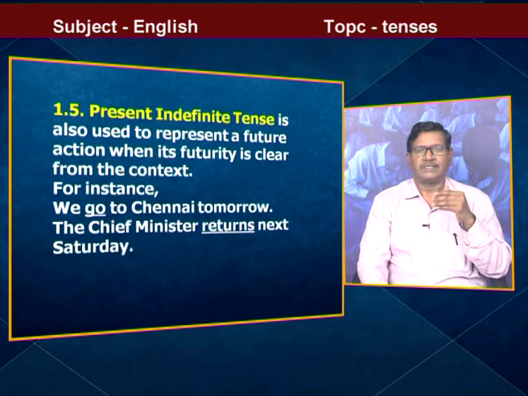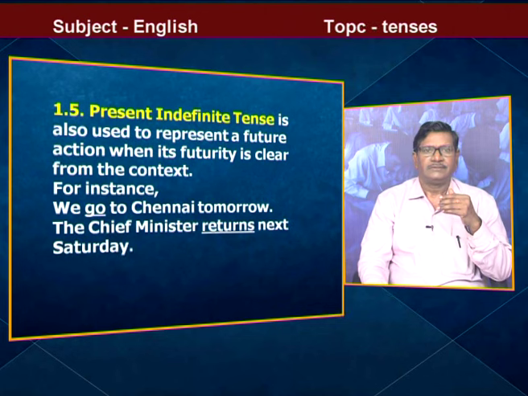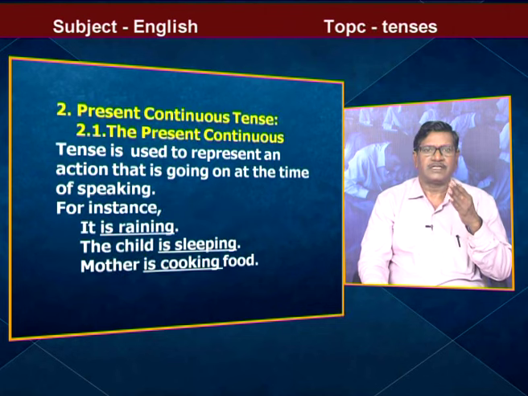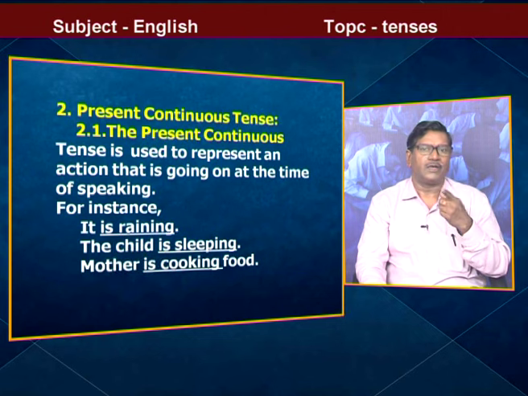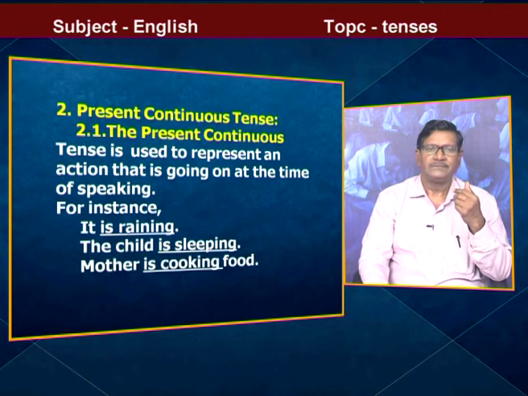Present continuous. This present continuous tense is used to represent an action that is going on at the time of speaking. For instance, it is raining.